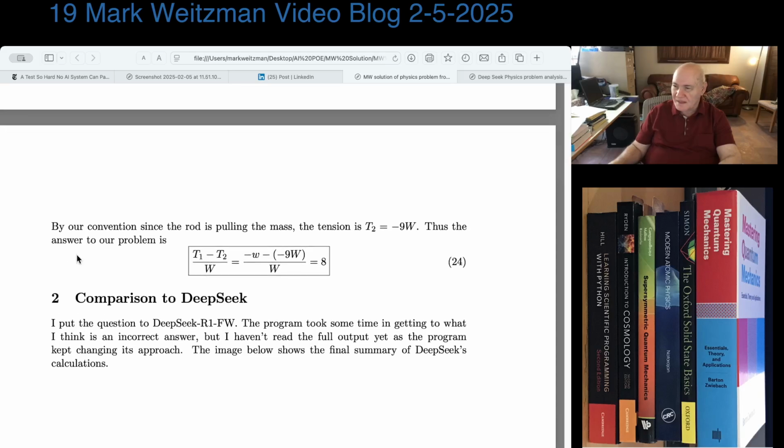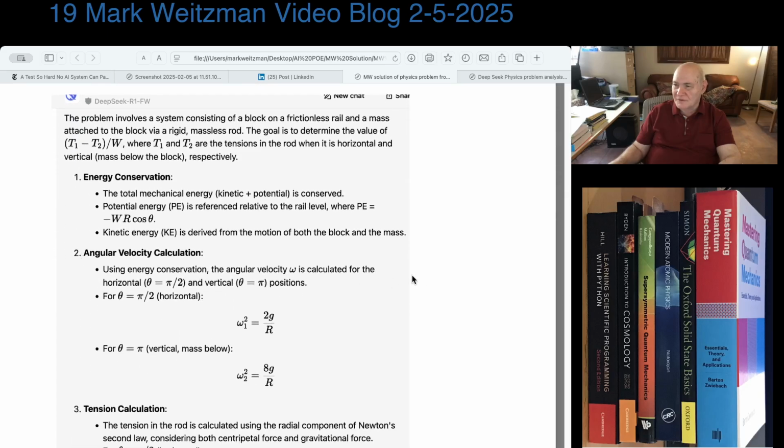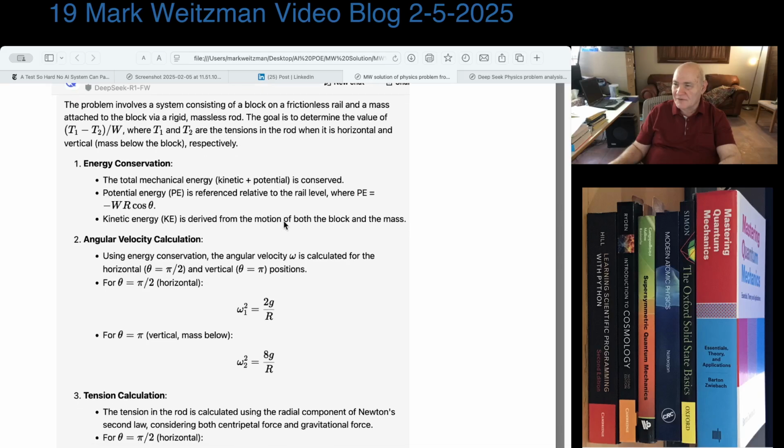Okay. Now DeepSeek doesn't get that. These are its, as I showed earlier, these are its final calculations. I don't want to go into everything that it does because it's hard to understand, but it does get this equation, W2 squared equal 8g over r, which is correct. That's the 8g that we got, but it gets the sign wrong. Instead of adding a g to the tension, it subtracts, and so it gets 7g. It says the tension is minus 7W, but that's wrong, unless I'm crazy. I don't know.